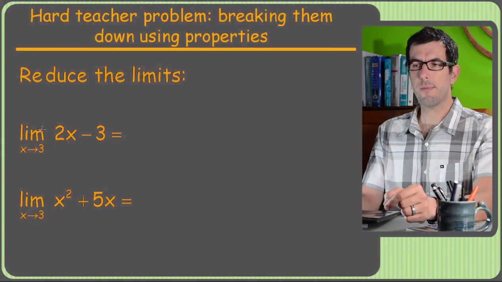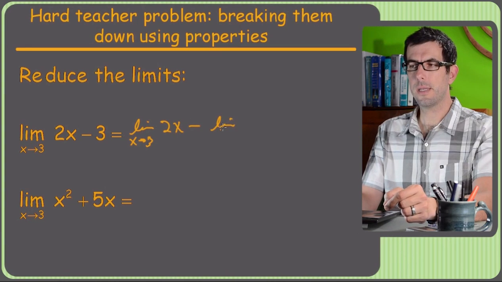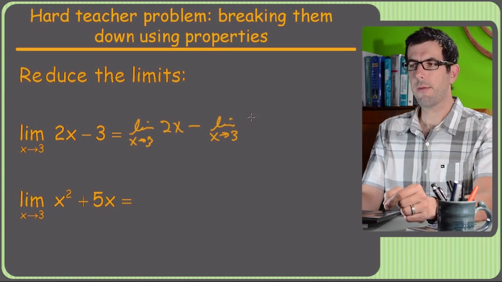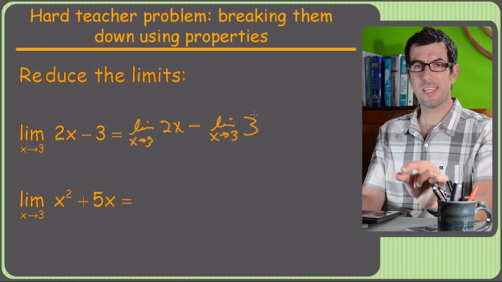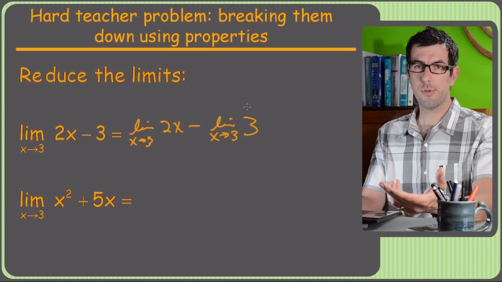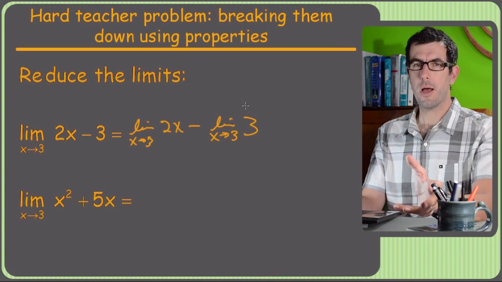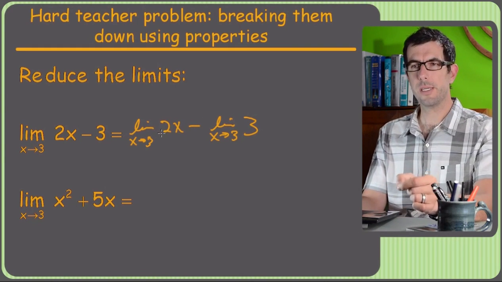We could say, you know what? Something minus something is really the limit as x approaches 3 of 2x minus the limit as x approaches 3 of 3. Now, I'm not only showing you this because you may have a stickler teacher who requires you to do this, kind of like the logarithm rules, where you can break up logs of products into sums and that kind of junk. There's a particular kind of problem where you decompose.